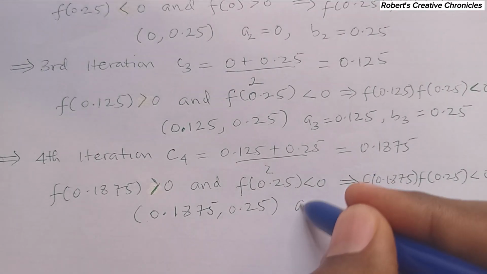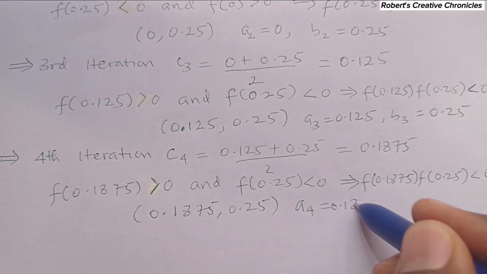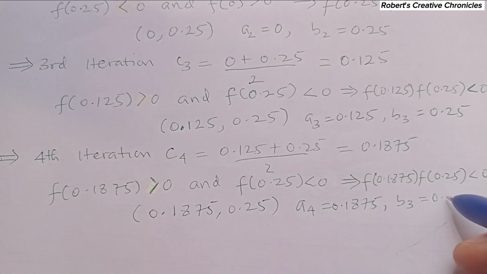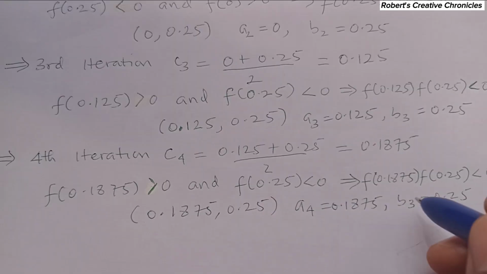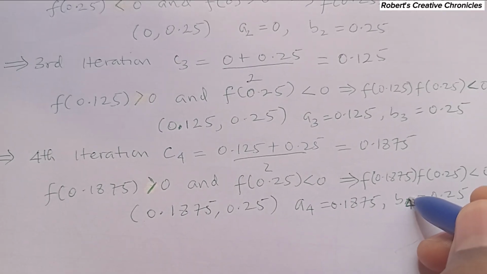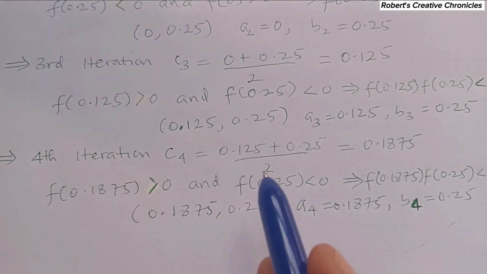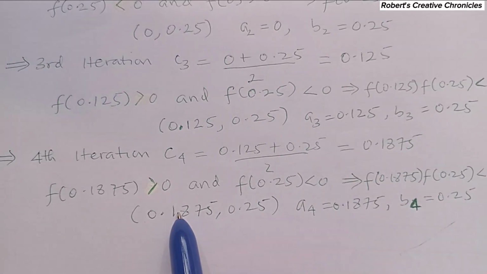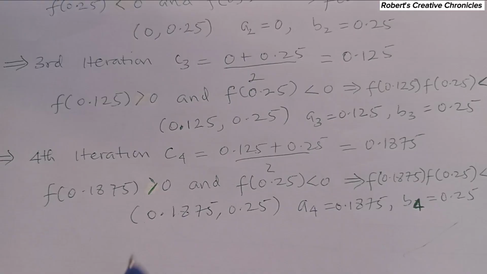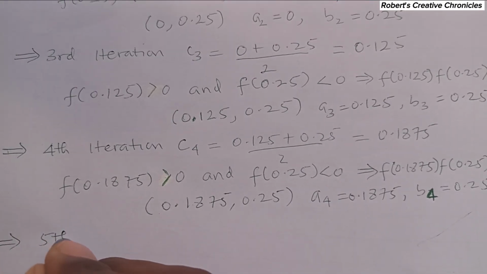So now A4 equals 0.1875 and B4 is equals to 0.25. Not B3, B4, because now here is A4 and B4, and here is A3 and B3. So now we'll do the fifth and final iteration. Fifth iteration.